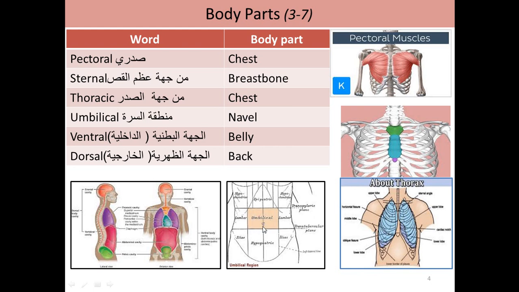Navel, this is the umbilicus region, the central part of the abdomen, we call it the navel, the umbilical region. Ventral, we mean the belly side, here the anterior part. And when we say dorsal, we talk about the dorsal aspect, which is the back side. So ventral is the anterior part, and dorsal is the back part, posterior.